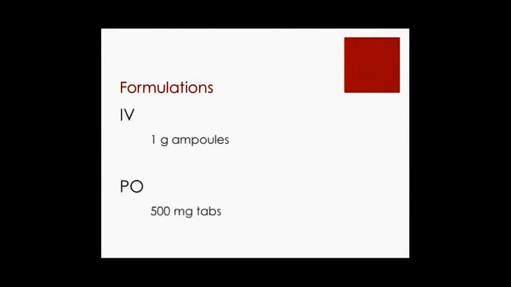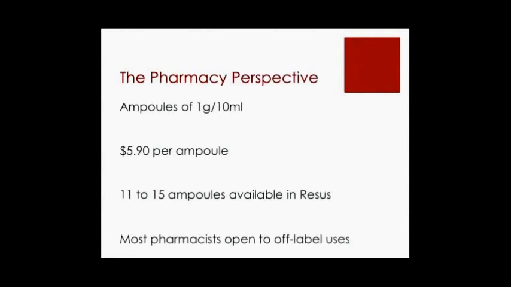As I've alluded to, there are two formulations. There's the 1 gram ampules IV and the PO tabs that come in 500 milligrams. From a pharmacy perspective here at the TOH, the ampules contain 1 gram or 10 cc's of TXA. And they're cheap. They cost less than 2 coffees from Starbucks. And they're always in stock in the Omnicells in resus on both campuses. I think at the Civic there are a minimum of 11, at the General a minimum of 5. And according to my pharmacist friend, most pharmacists are open to off-label uses, if ever you feel adventurous.